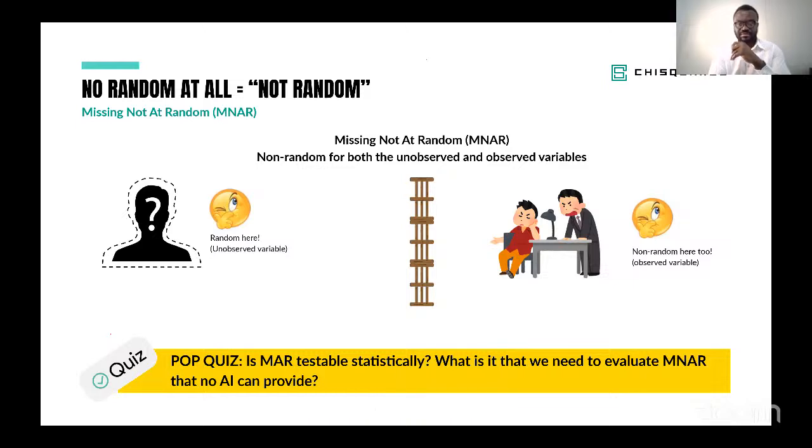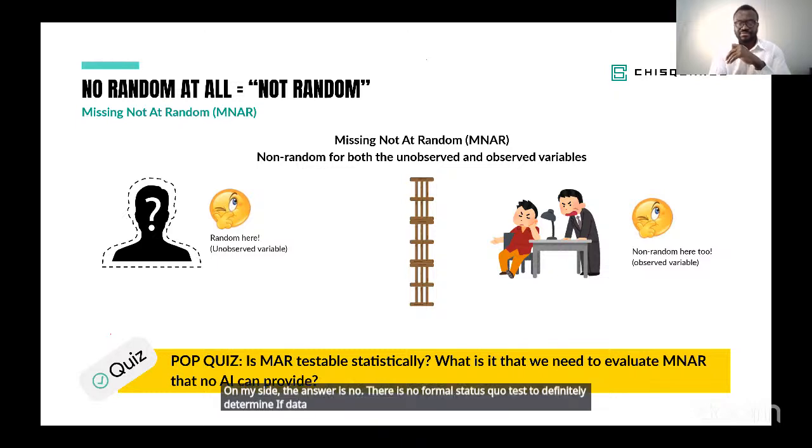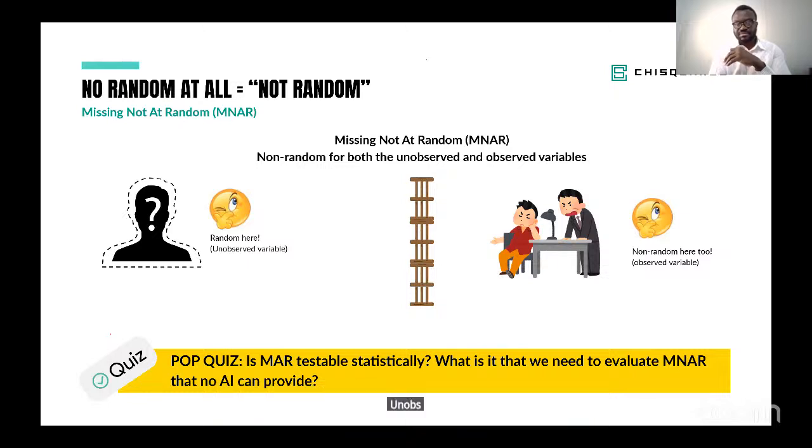Uma? Yes, hello. On my side, the answer is no. There is no formal statistical test to definitively determine if data is missing not at random, as you said. MNAR is characterized by the missingness being related to the unobserved data itself, making it challenging to test directly.